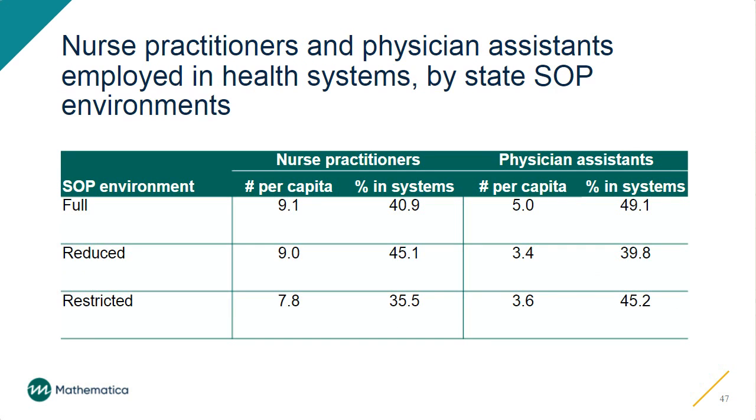Okay, so here we're looking at the number of NPs and PAs per 10K population, as well as the share of NPs and PAs in systems by scope of practice environment. As expected, in the first column on the left for both NPs and PAs, we see that there are more NPs and PAs per capita in states with less restrictive scope of practice environments. Then if we move to the column to the right, the percent in systems, interestingly, we see no clear relationship between scope of practice environment and the share of NPs and PAs in systems, which is to say that system affiliation neither consistently increases nor decreases with more or less restrictive laws.